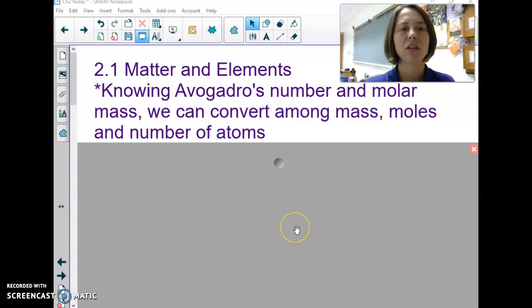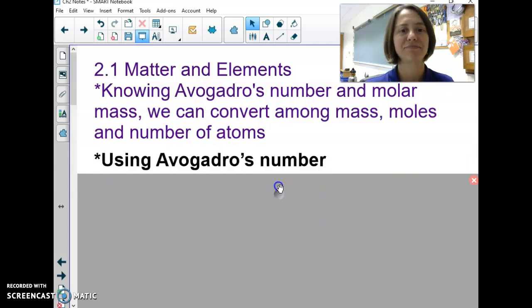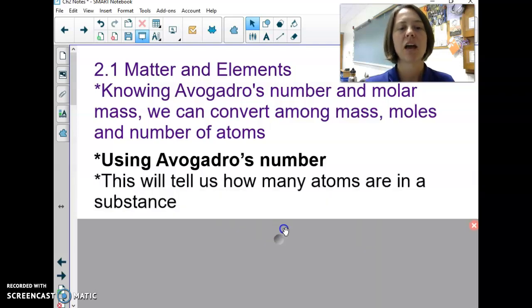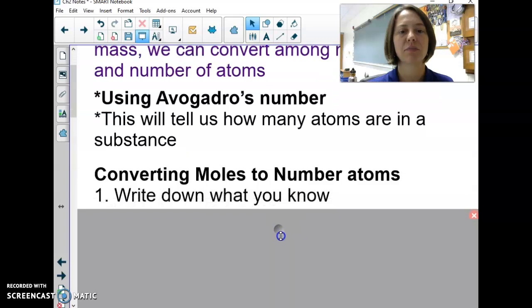And we are going to be working using Avogadro's number and molar mass, and then we can convert among all the things, number of atoms, mass, and moles. So you'll be able to do all the things. So using Avogadro's number, and as you remember, Avogadro's number is 6.022 times 10 to the 23rd, and this will tell us how many atoms are in a substance.